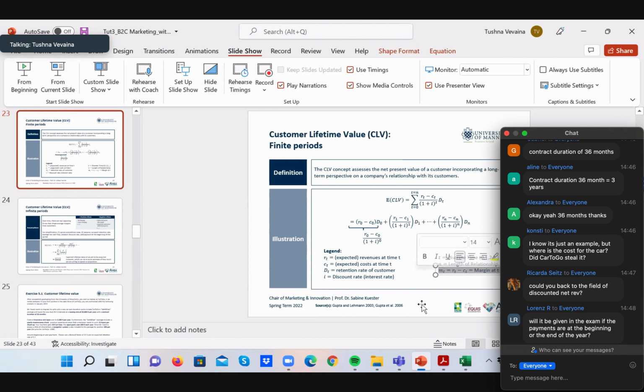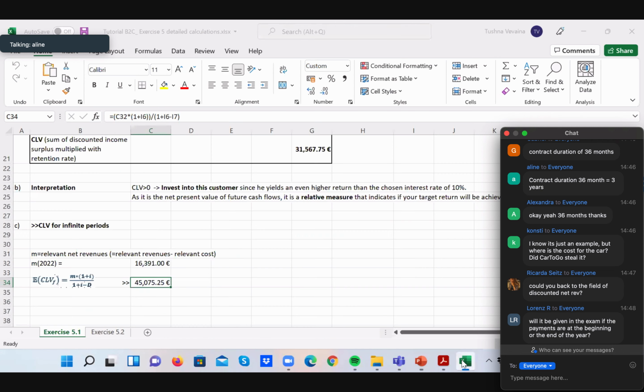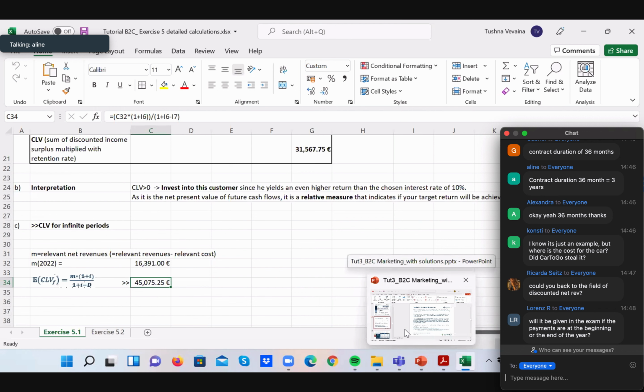Yeah, I understand that if it makes it simpler, but then it should be stated in the question, because here it is definitely not stated. Just like assume beginning of year payments doesn't clarify the correct process how to calculate it. So in this case, it would be incorrect, wouldn't it? Like in the M, it should be stated that we just use the first net income surplus in the first year, because mathematically spoken, it's just simply incorrect.